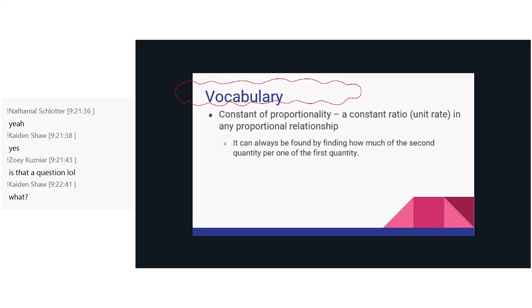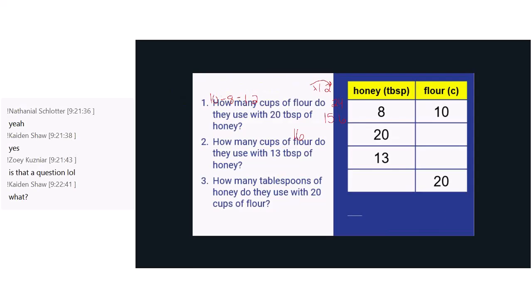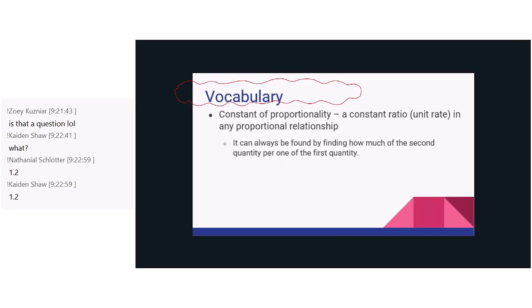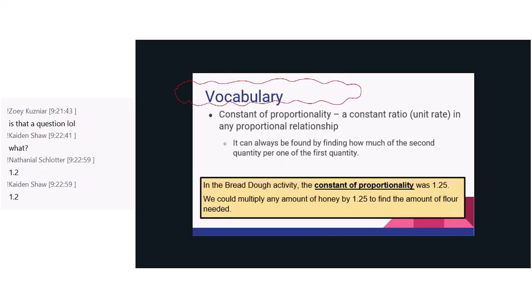In this example, what was the constant of proportionality? What was the constant of proportionality in this previous example? What number were we multiplying to get from the left side to the right side? Yeah, right, it was 1.2. So the constant of proportionality, make sure you have this written down, is a constant ratio or a unit rate in any proportional relationship. And we can always calculate it by determining how much of the second quantity is needed for every one of the first quantity.